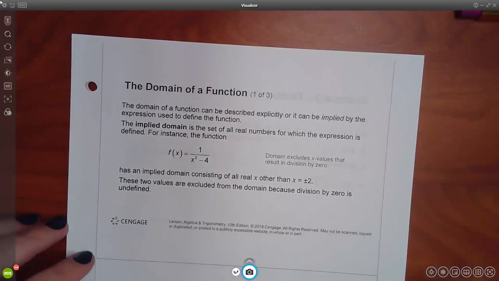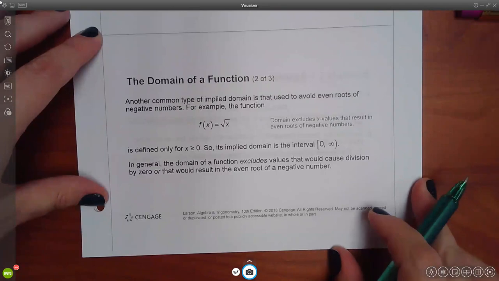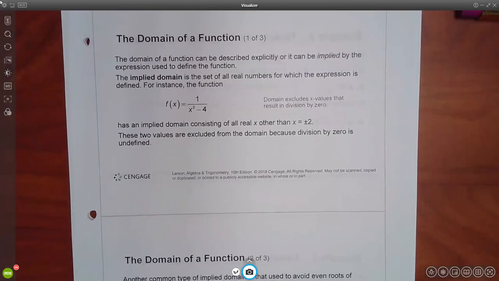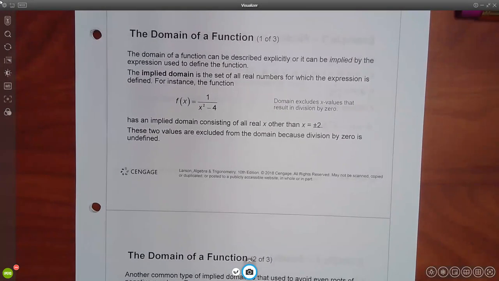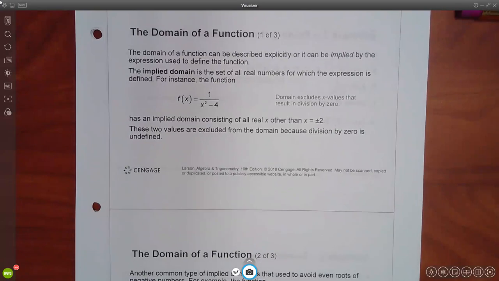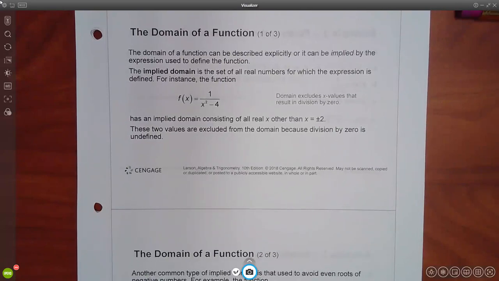Okay, so I told you that fractions and square roots are those weird ones, right? Now they're going to tell us how to find the domains. Normally your domain is all real numbers from negative infinity all the way to positive infinity. Normally you could plug in whatever you want, any real number, I should say.